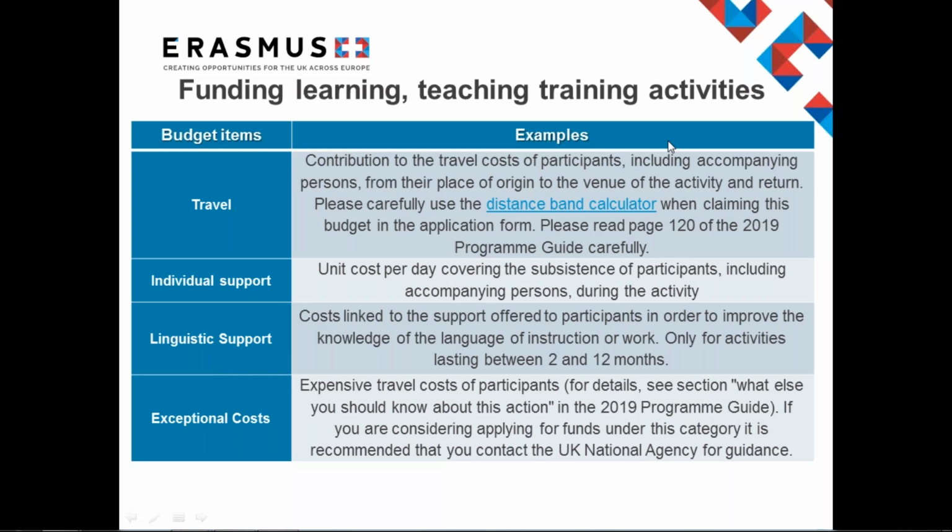If you plan long-term mobilities, you can apply for linguistic support funds. This is to help contribute to costs linked to the support offered to participants in order to improve their knowledge of the language of instruction or work. Please bear in mind that this is only available for activities lasting between 2 and 12 months.